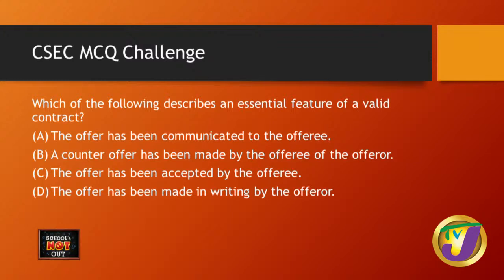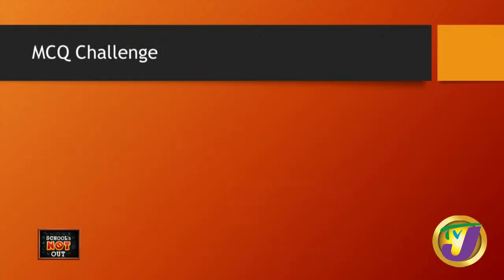Now, for this question, I know that one element of the contract is that an offer must be made, but the closest answer, let's see, is C, where an acceptance is made. C stipulates that an offer was made and there was an acceptance also. So C would be the most accurate response to this question. Let's see if we can go through one more question.